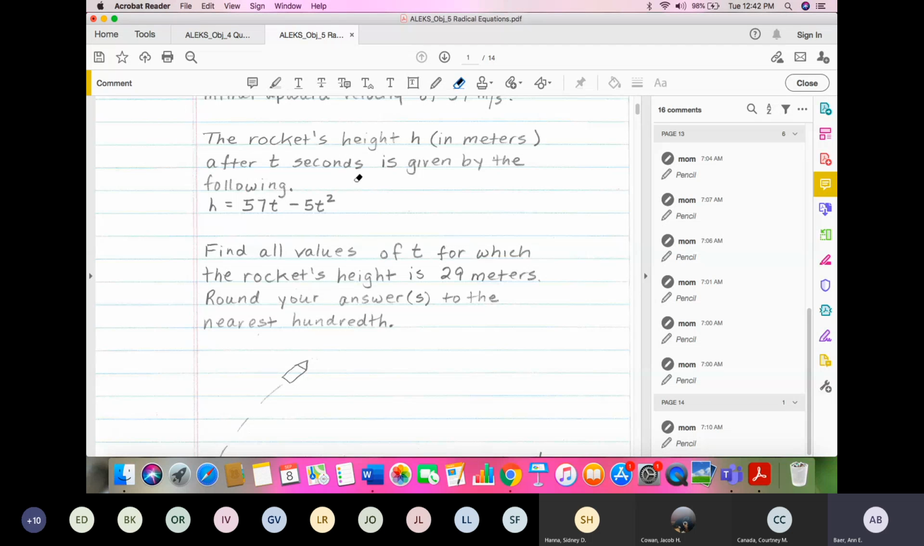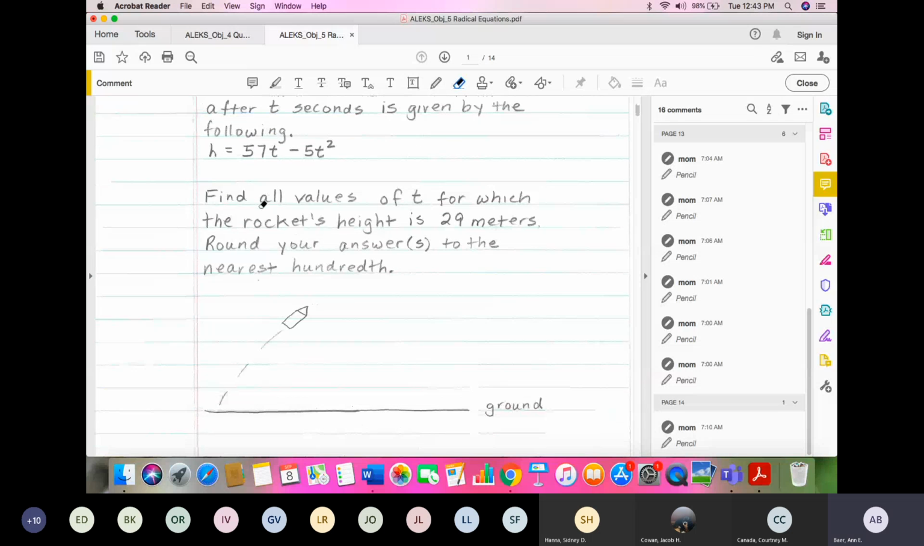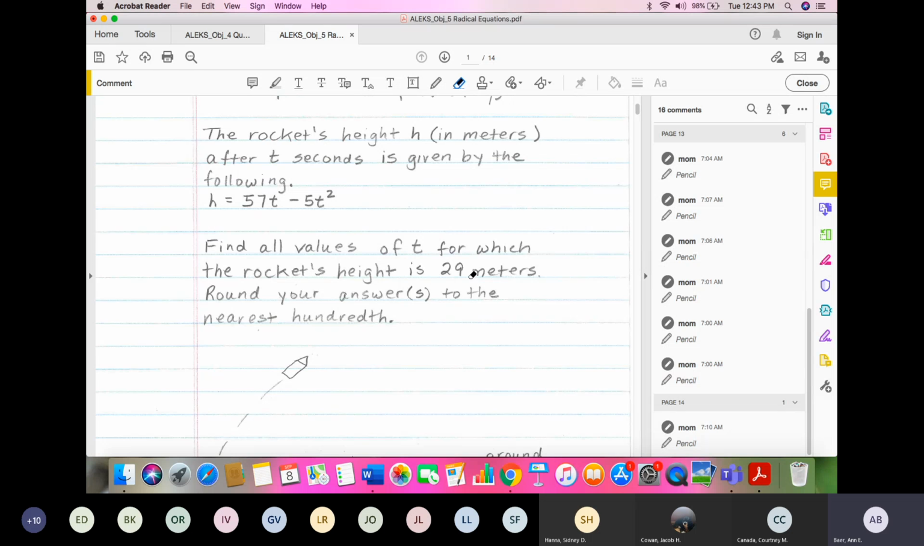That's not always done that way, but that's what we try to do. So the rocket's height, h in meters after t seconds, is given by the following. So t is time. So this one helps us remember h is height, t is time. Find all values of t for which the rocket's height is 29 meters. Round your answer or answers to the nearest hundredth.